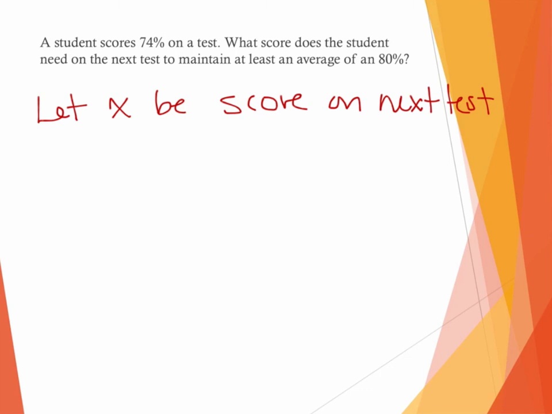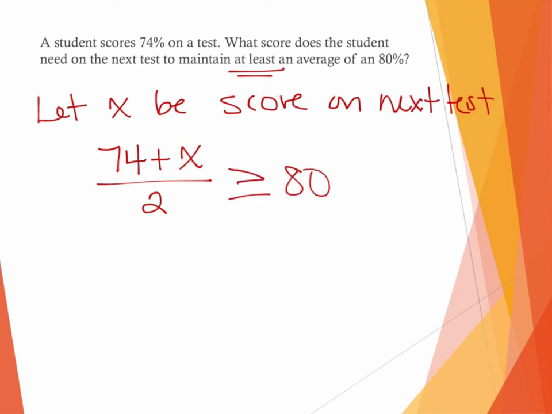I know to take an average, I would take the two scores that I have and divide them by 2. So 74 plus whatever the score is on my next test divided by 2 is going to be my average. I want at least an 80. So that means I want an 80 or higher. So I need this fraction here to be greater than or equal to 80. And now I can solve this inequality.